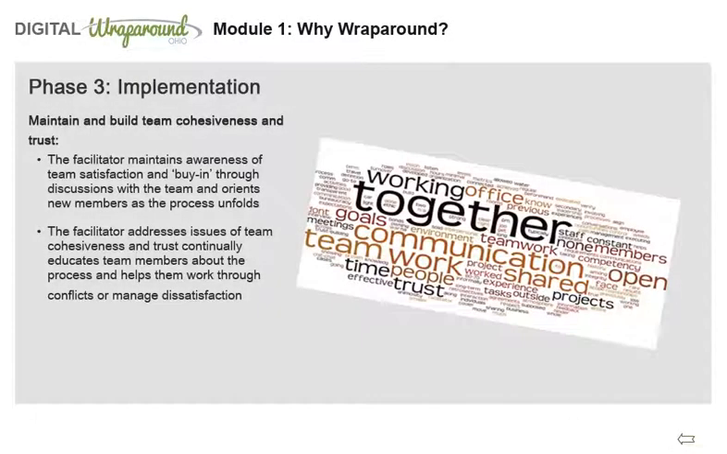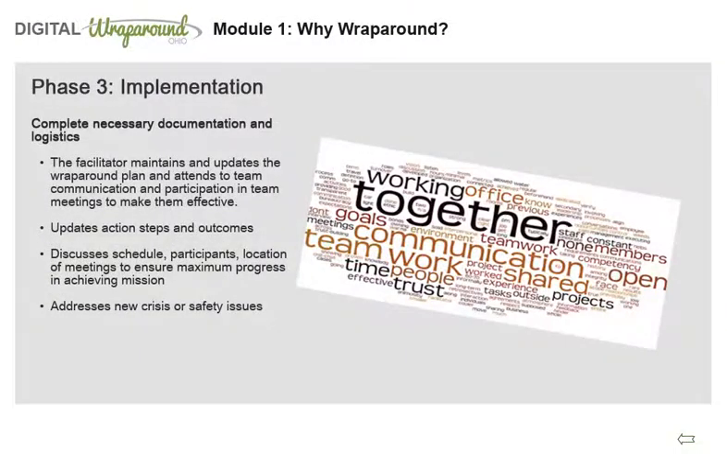Additionally, in this phase, the goal is to maintain and build team cohesiveness and trust. The facilitator maintains awareness of team members' satisfaction and takes action to keep the team working well together. The facilitator maintains awareness of team satisfaction and buy-in through discussions with the team and orients new members as the process unfolds. The facilitator addresses issues of team cohesiveness and trust, continually educates team members about the process, and helps them work through conflicts or manage dissatisfaction.